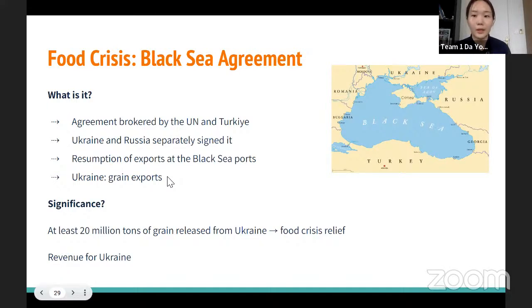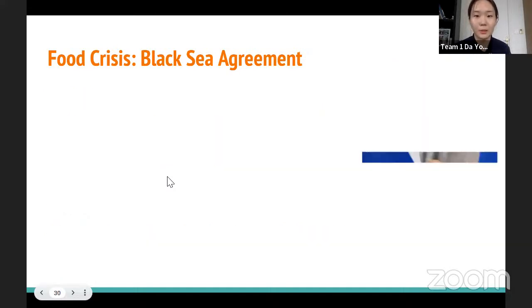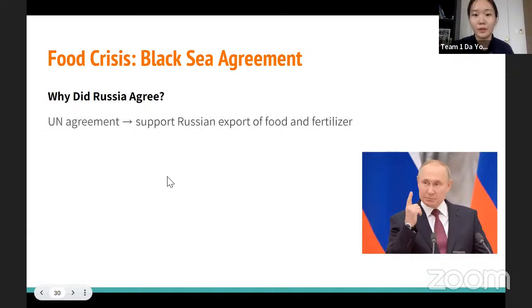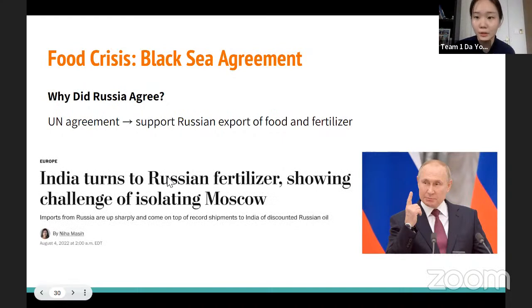Some might wonder why Russia agreed to reopen the Black Sea ports if it would benefit Ukraine. But Russia also benefits from the agreement because the UN agreed to support Russia's food and fertilizer exports. For Russia, this is a considerable benefit since they are major exporters of fertilizers. According to recent news, India has started importing substantial amounts of Russian fertilizer, showing how the Black Sea Agreement has started to benefit Russia.